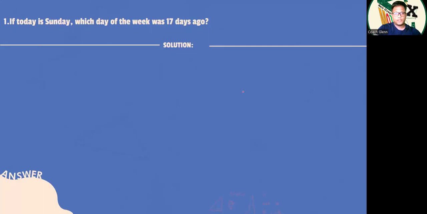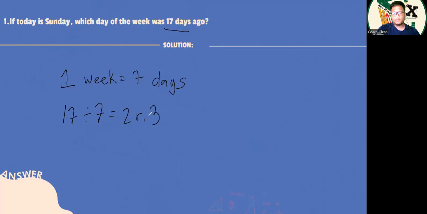Okay, for number 1, if today is Sunday, which day of the week was 17 days ago? So as we all know, in 1 week there is equal to 7 days. So all we need to do is count how many 7 days are there in 17 days. So to do that, first, let's do 17 divided by 7. 7 times 2 is 14. So that means 17 divided by 7 is simply 2 remainder 3, because 17 minus 14 is 3.